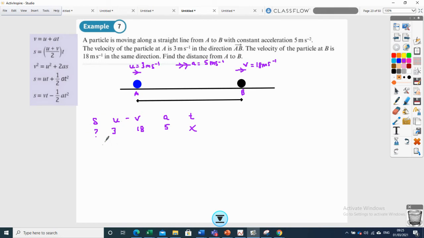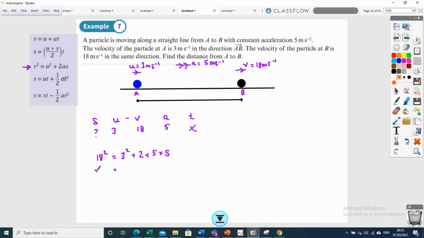We want to find S, and we want the one that hasn't got T in. So the only one that's not got T in is here, V squared equals U squared plus 2AS. So I'm going to substitute it straight in. So you've got 18 squared is equal to 3 squared plus 2 times 5 times S.